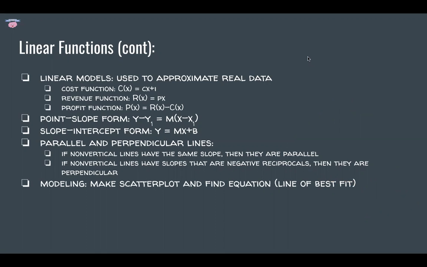So now modeling. You make a scatter plot and find the equation, the line of best fit. That's basically modeling in general, not linear models, that's different, but modeling given a set of data, you want to try to find the line that fits it best. So let's say we were given a bunch of data about children's age versus their height. That's a horrible set of data because you can hardly find a line of best fit in there.